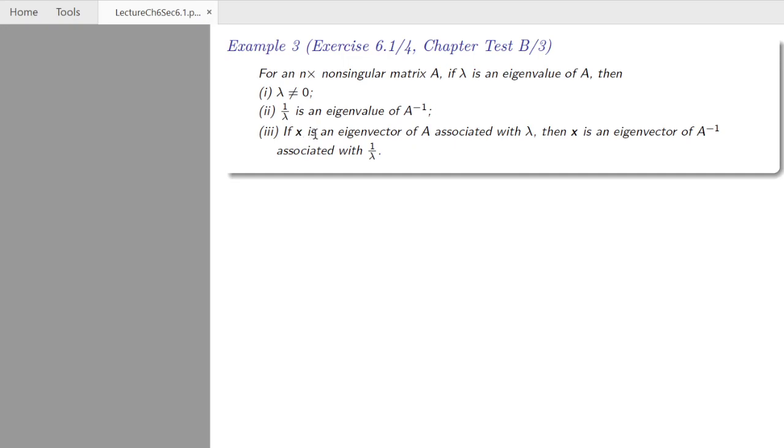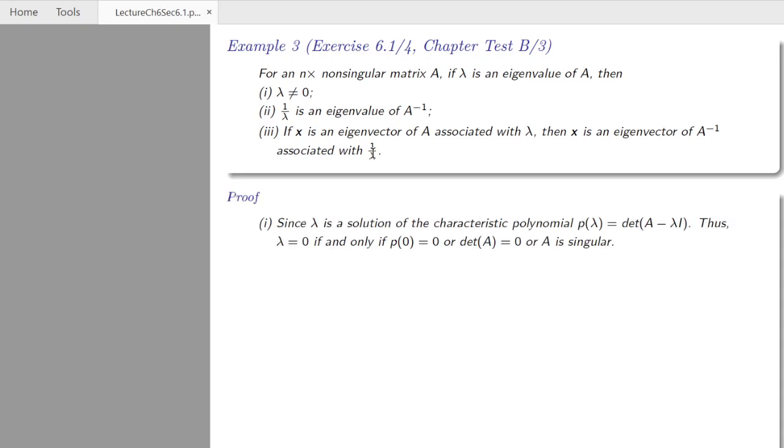If x is the eigenvector of A associated with the eigenvalue lambda, then x is also an eigenvector of the inverse of A associated with this eigenvalue 1 over lambda. Here's the proof.